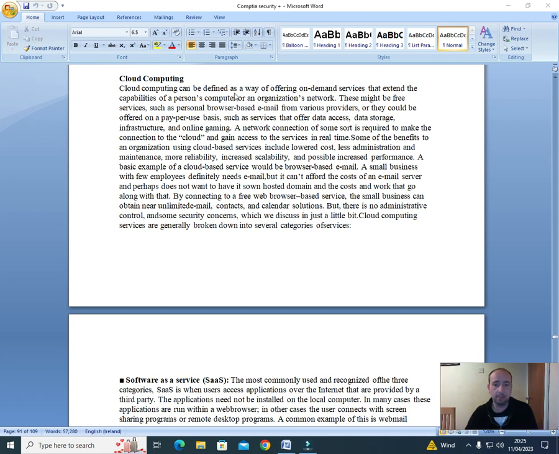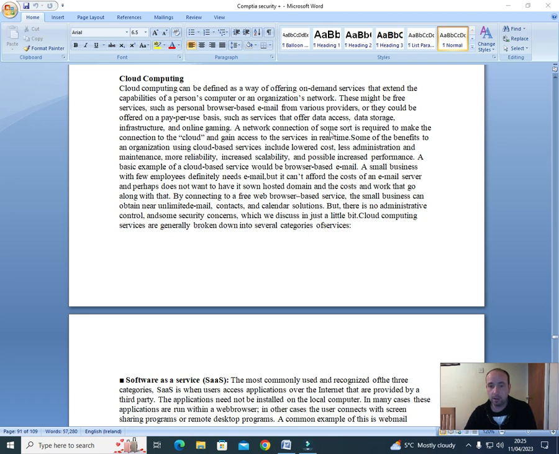Cloud computing can be defined as a way of offering on-demand services that extend the capability of a person's computer or an organization's network. These might be free services such as a personal browser-based email from various providers, or they could be offered on a pay-per-use basis such as services that offer data access, data storage infrastructure and online gaming.